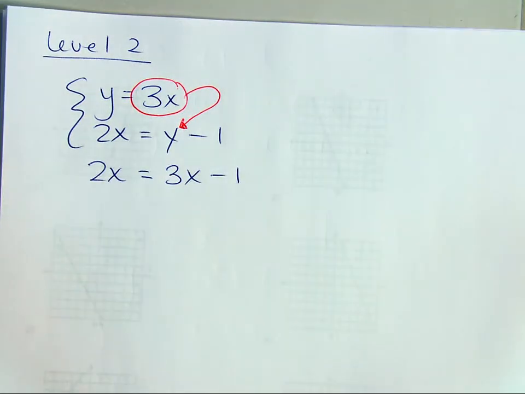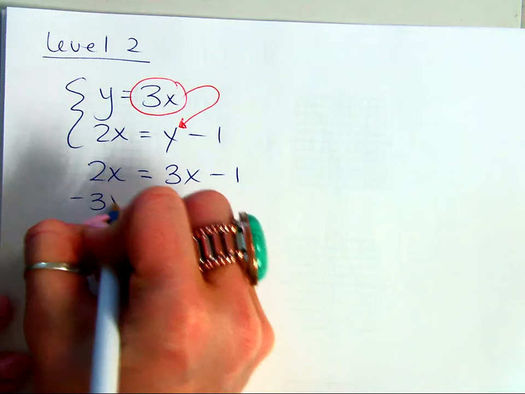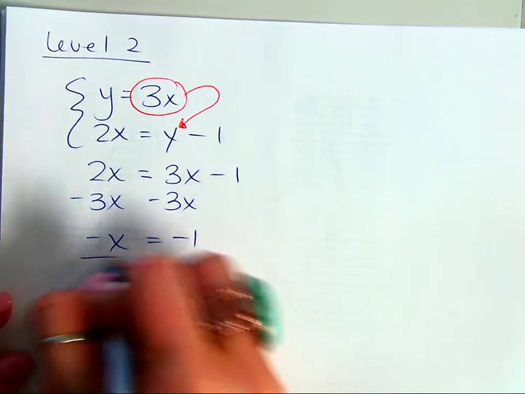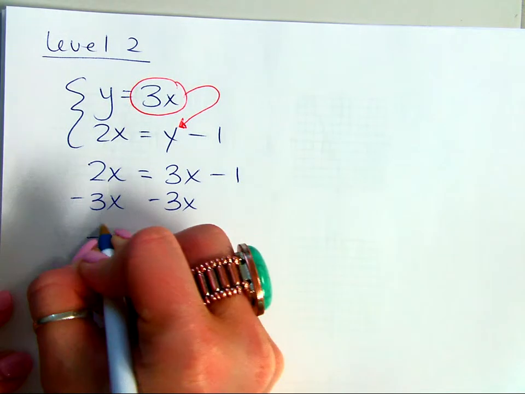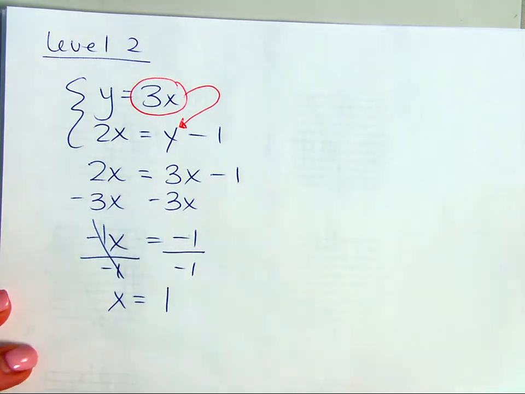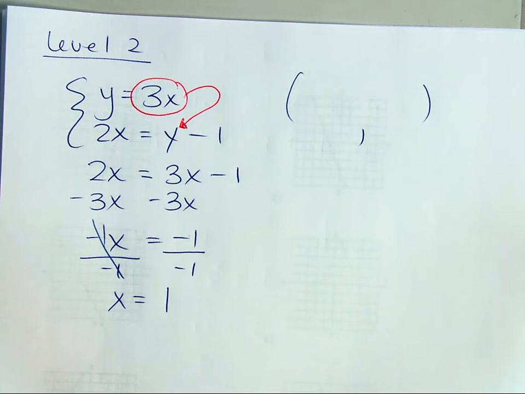So now this is where your master equation solving skills comes into play, because you just need to get x by itself. That's going to give you negative 1x equals negative 1, right? And then that cancels, and all that does is give you a positive 1 instead. So now I need to know which one to fill in. My x is 1.